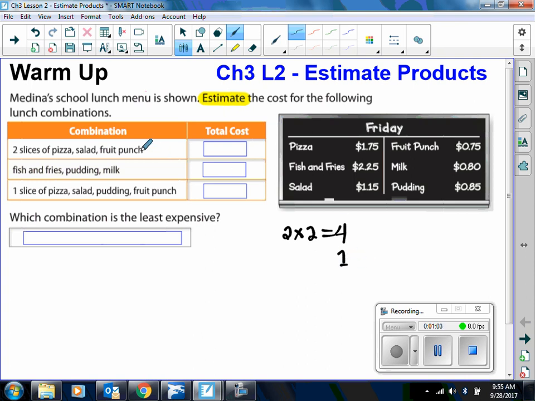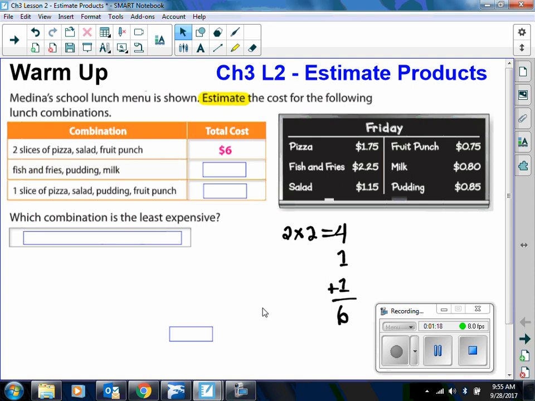And then we have some fruit punch. How much is fruit punch? 75 cents. So that's about $1. So this lunch is going to be about how much? $6. Does everybody see how we're doing that? So all you're doing in this lesson is you're rounding and then completing the problem. Okay?